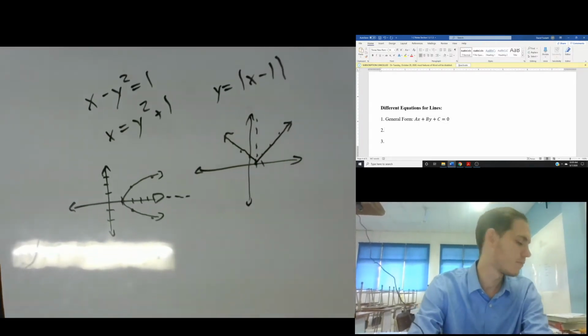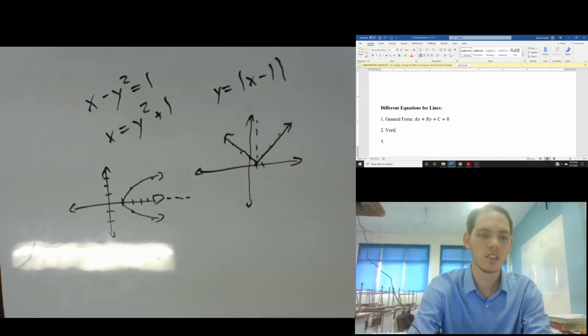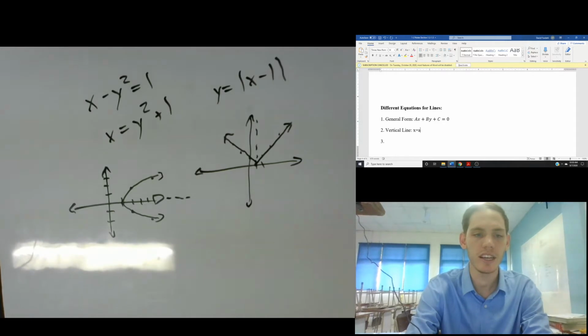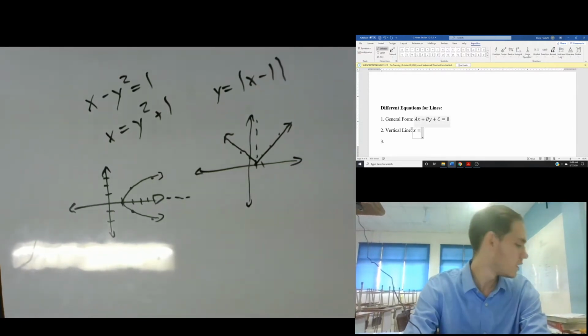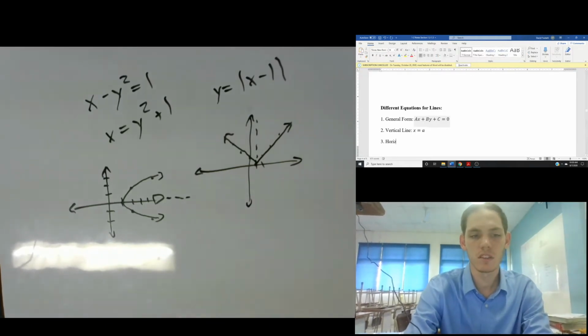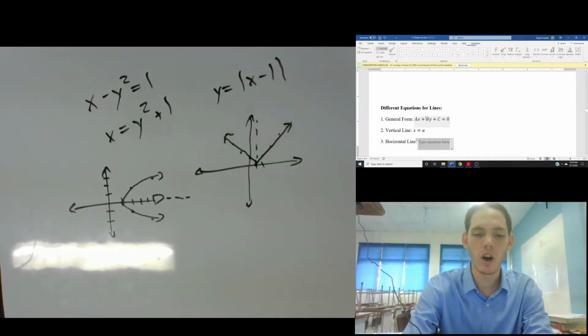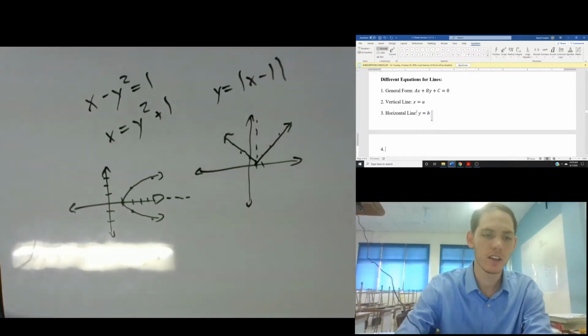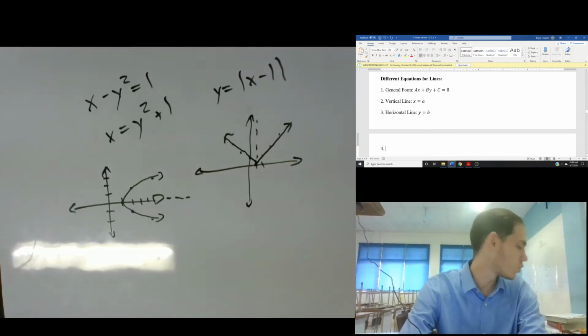The next form is a vertical line, okay? And a vertical line will be x equals a, and then a horizontal line will be y equals b, okay? Now, we'll keep on going.